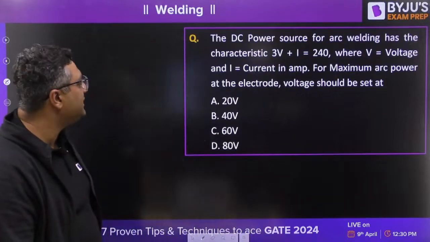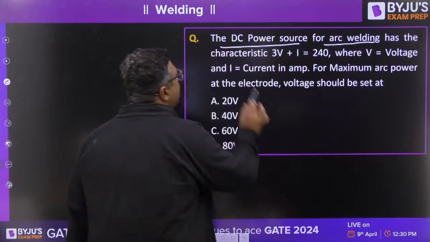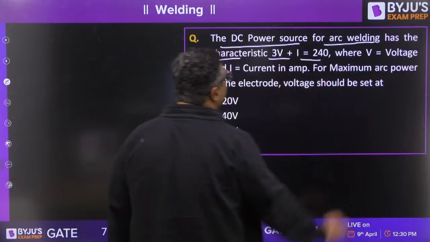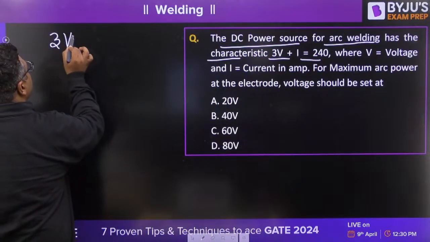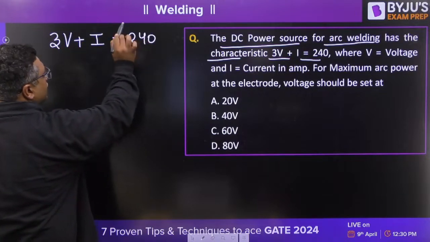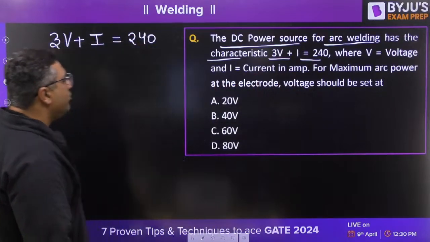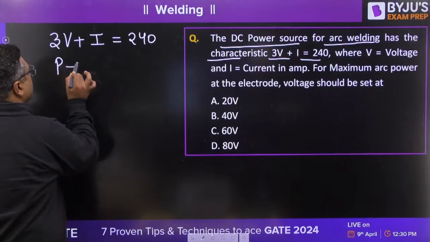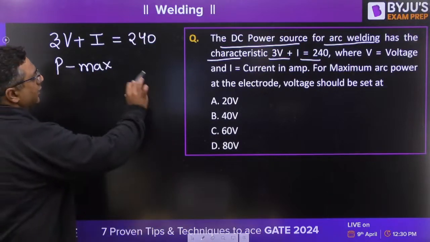The question says, the DC power source for arc welding has the characteristic 3V plus I equals 240. So he is saying 3 times voltage plus I is 240. This equation is given to us. V is voltage, I is current. For maximum arc power, for arc power to be maximum, you need to see the voltage.